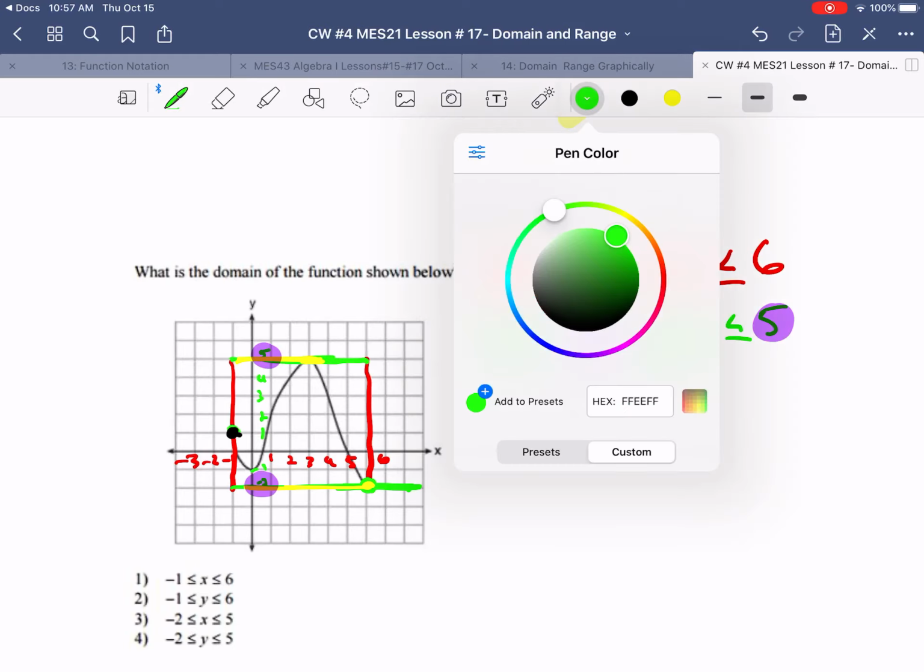So the multiple choice part of this question just asked about the domain. So let's look at our options. -1, x is between -1. So first let's cross out all the y's because we don't need the y's. So x, the domain, is between -1 and 6. So that's option 1. Okay.